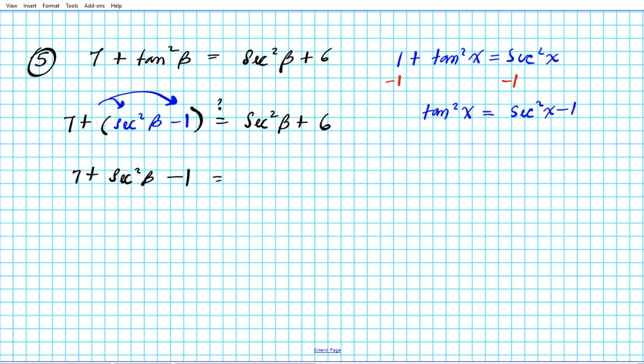Is this equal to secant squared beta plus 6? If you combine 1 and 7, negative 1 plus 7, you get 6. So secant squared beta plus 6, is it equal to secant squared beta plus 6? Absolutely. We've been able to verify the given identity.